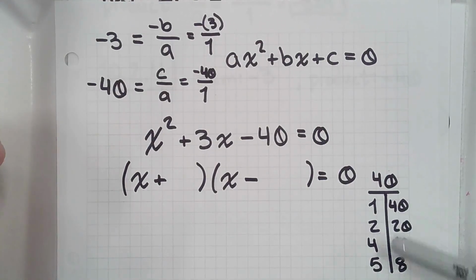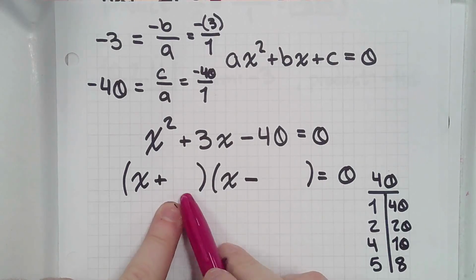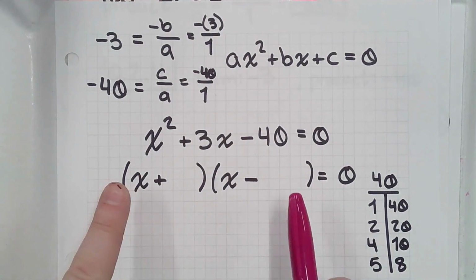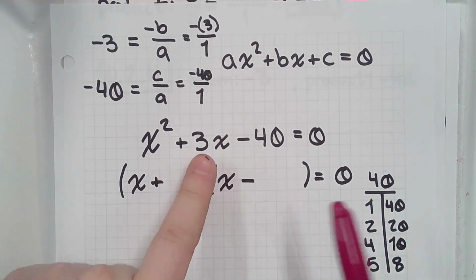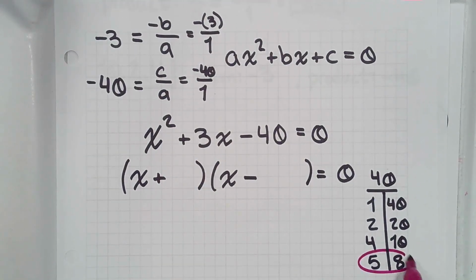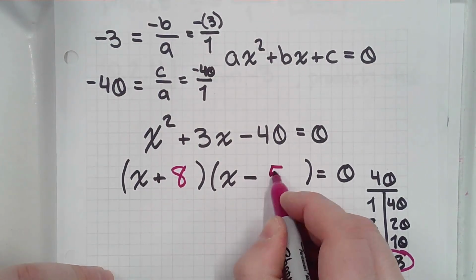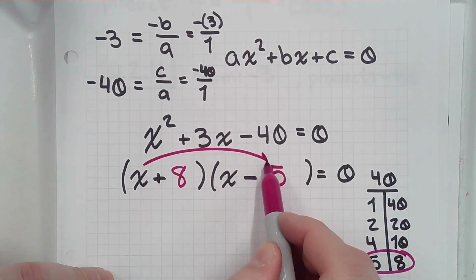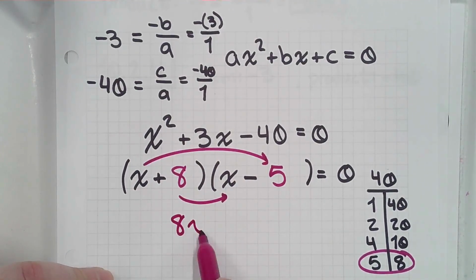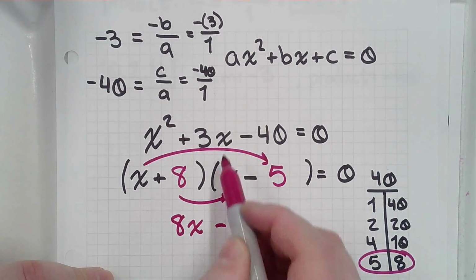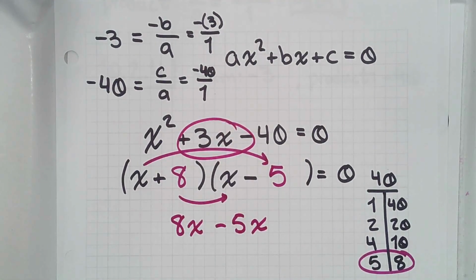So which of these are going to not only multiply to negative 40, but I'm going to get this many x's and that many x's to get positive 3x's? Well, it's 5 and 8. I want a positive 8 and a negative 5 so that I end up with this and this. 8x's minus 5x's will get us that 3x's. So there's our correct factorization.